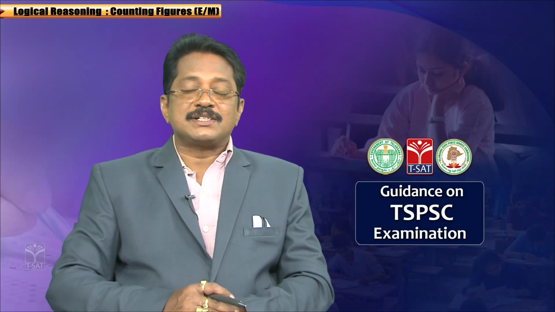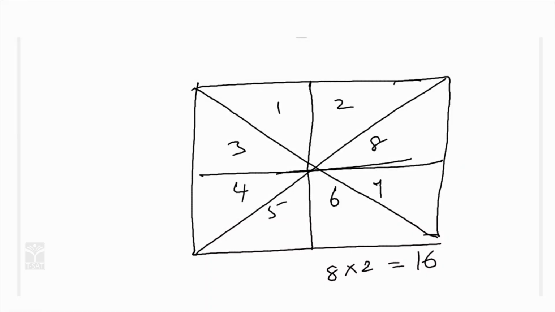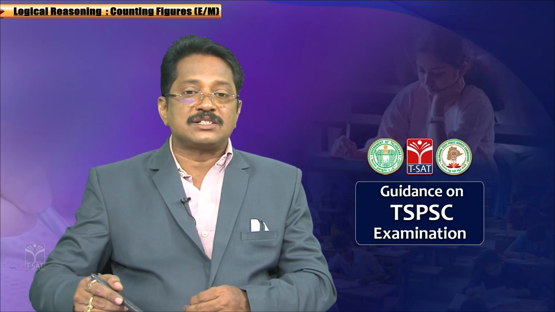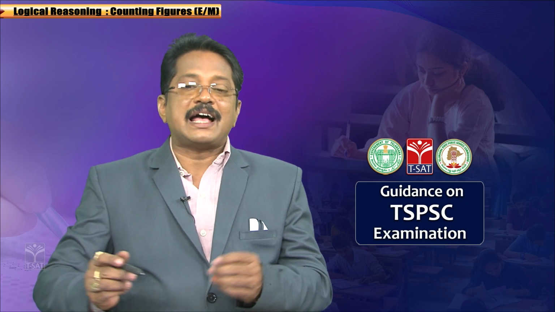So, how many parts was it divided into? It was divided into 8 parts, correct? 8 parts. So it is divided into 8 triangles, and the number of diagonals is 2 only. Can you consider these 2 as diagonals? You can't. The reason: what is a diagonal? Any square or rectangle, any quadrilateral, has 2 diagonals only.